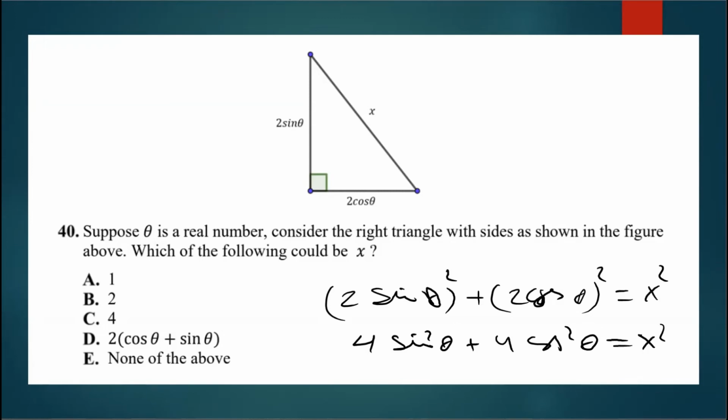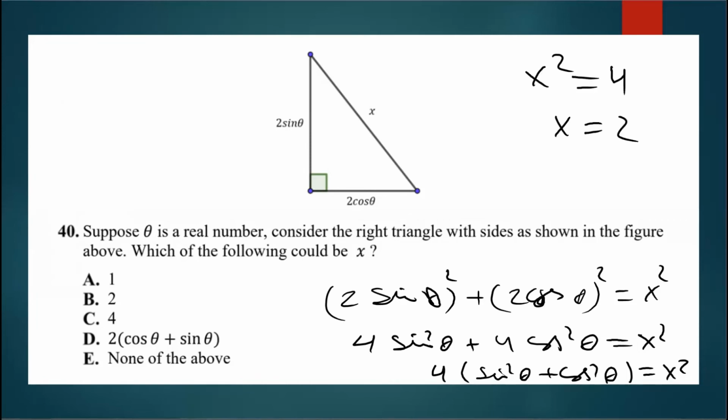That will be x squared, and you can factor out 4 to get sine squared theta plus cosine squared theta, the pretty famous expression. So x squared is only 4 and x is only 2. This is one way to solve that.